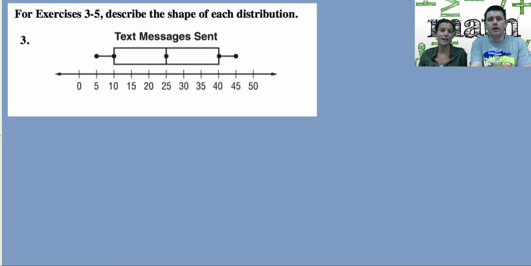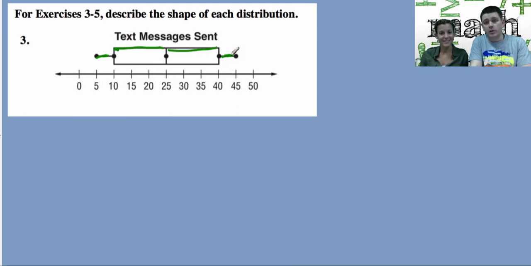All right. I like this text message box plot because it is very symmetrical. If you notice, our data ranges between 5 and 45, and it's evenly dispersed throughout the box plot. What do you think about that sentence? That's quite the sentence.